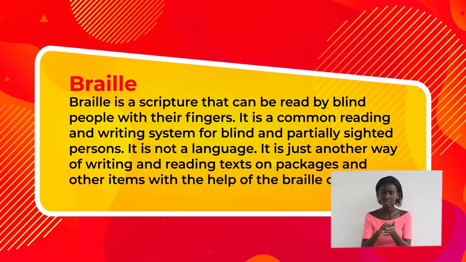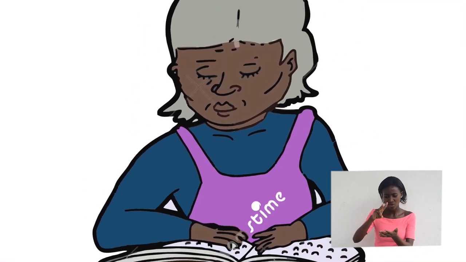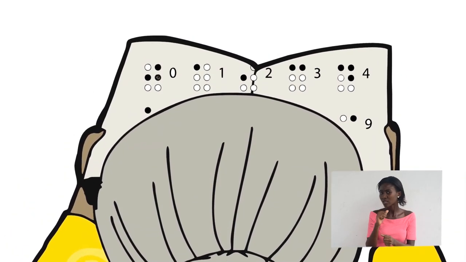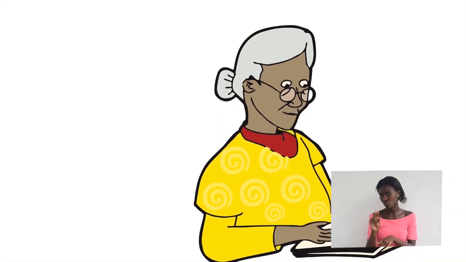Braille is a script that can be read by blind people with their fingers. It is a common reading and writing system for blind and partially sighted persons. It is not a language. It is just another way of writing and reading text on packages and other items with the help of the Braille cell.